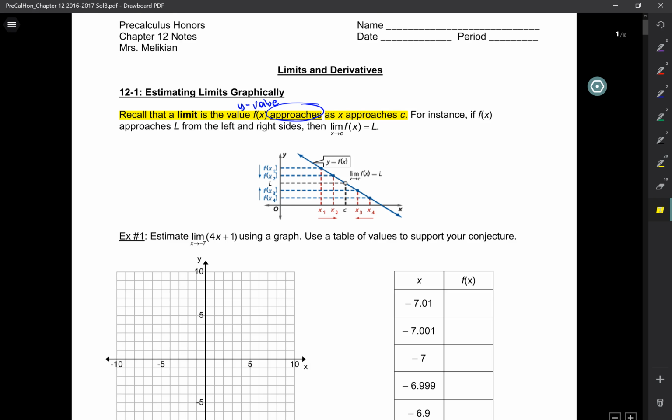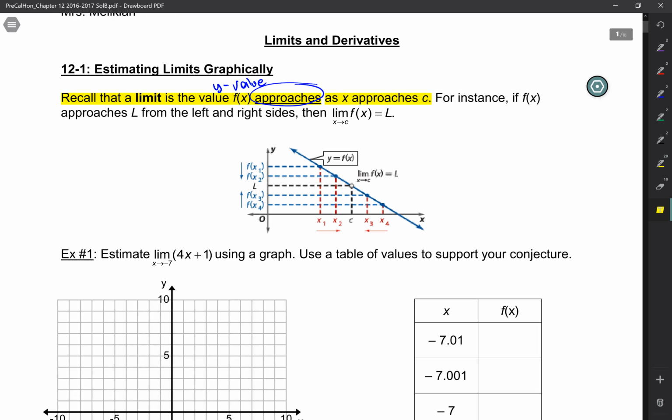Okay? So for example, if you've got this graph here, suppose you are this person, and you're walking along the x-axis towards this point C, all right? As you're walking along, you look at the graph. Now, is the graph of the function above you or below you?